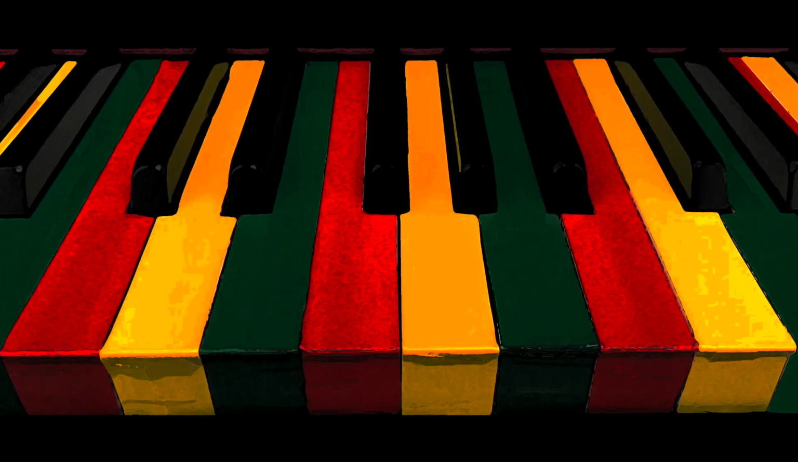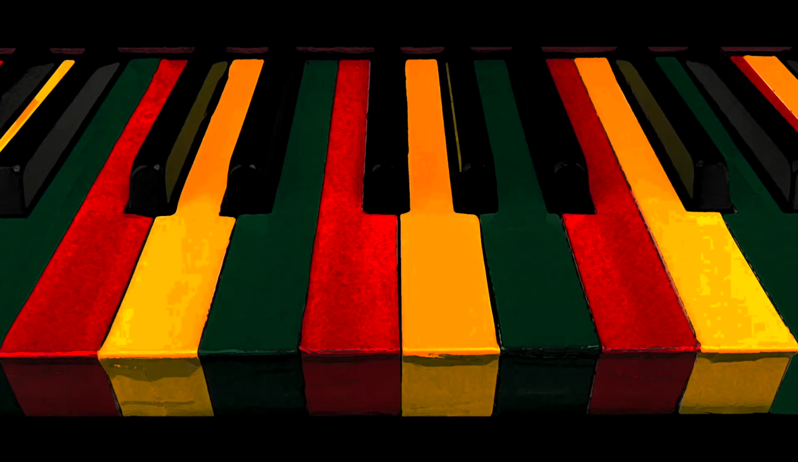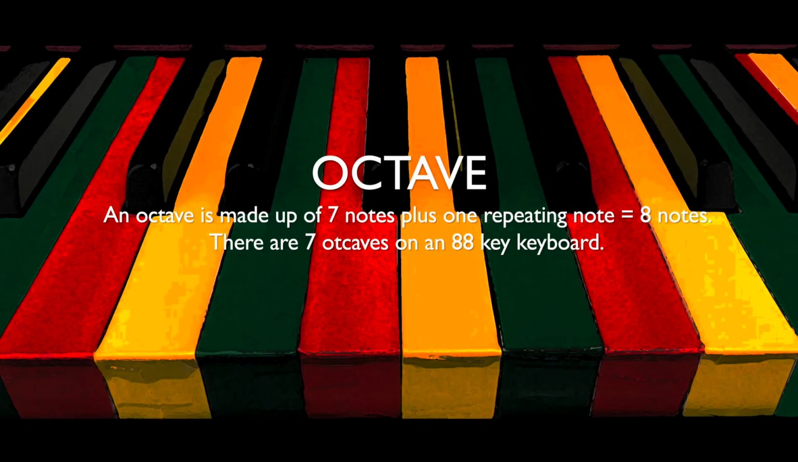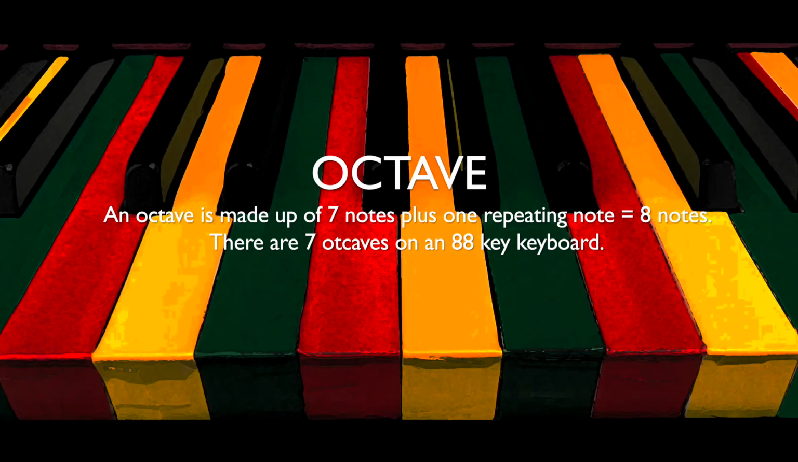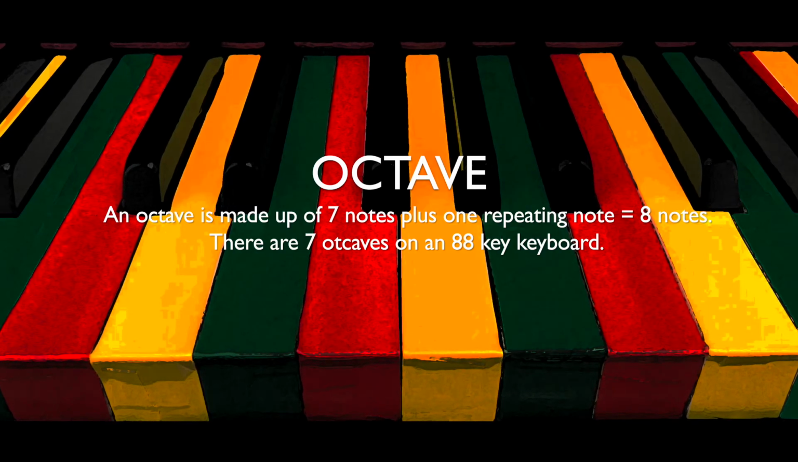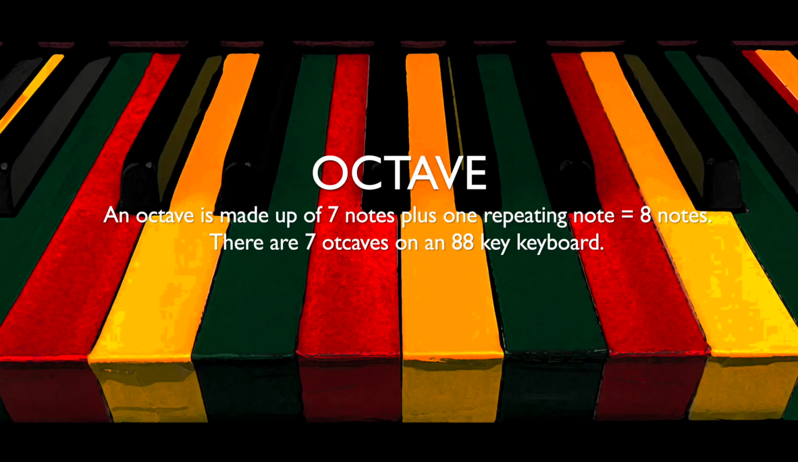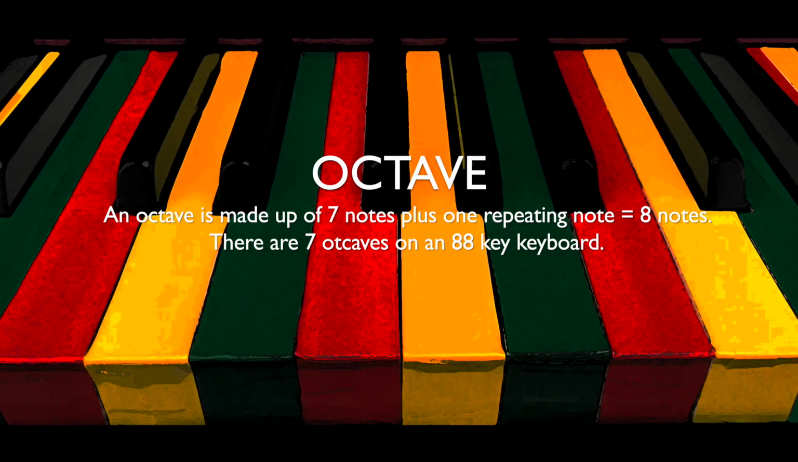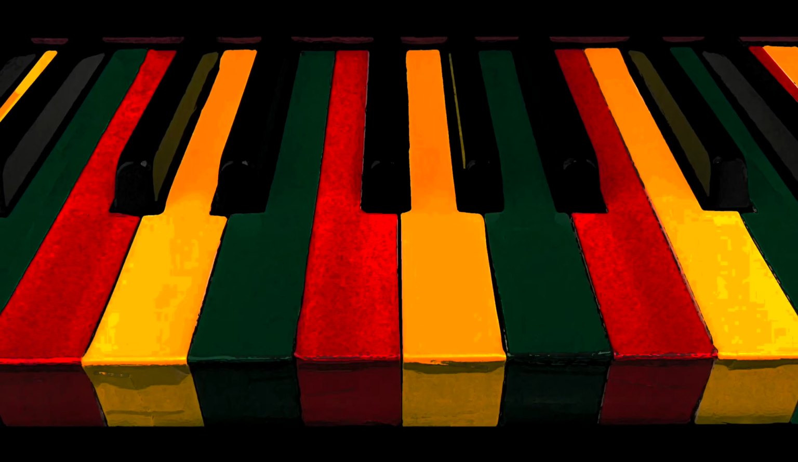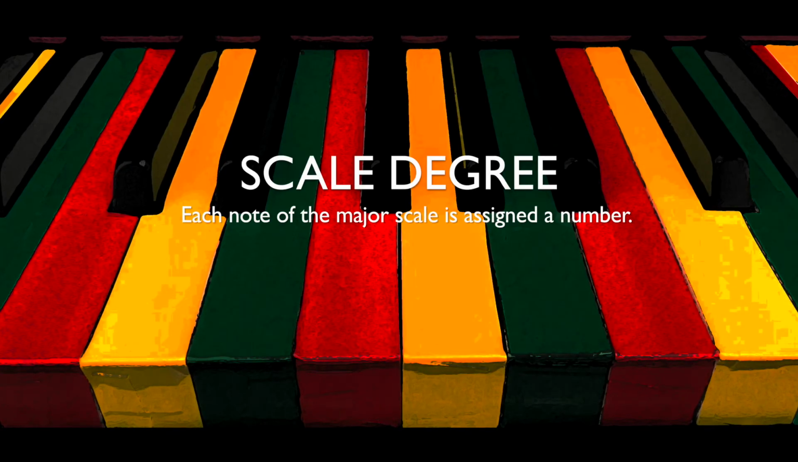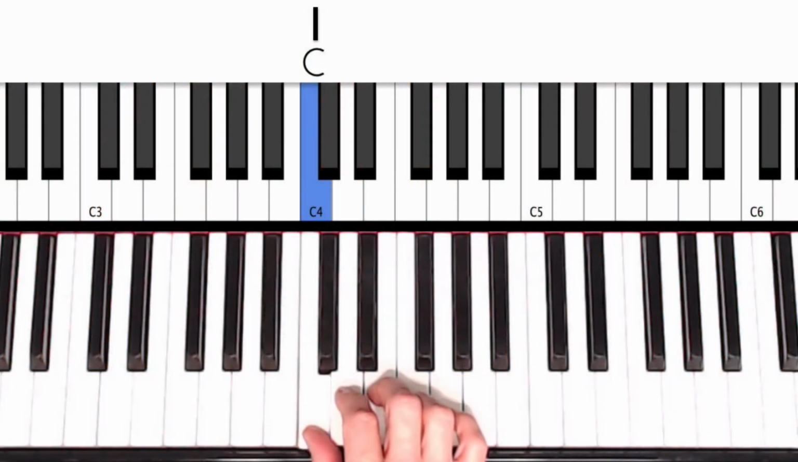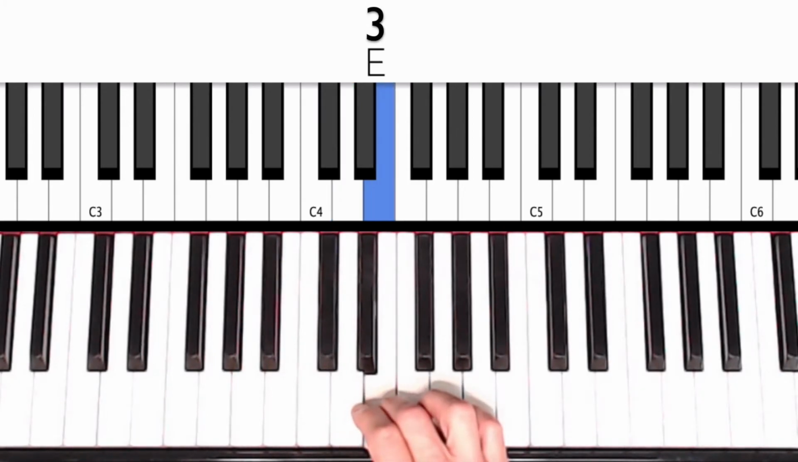Now I'm going to play all the white notes in between middle C or C4 and C5. You'll notice that there are 7 notes and then it repeats with an 8th note. That is why when you go from one C to the next one above it, it's called an octave. There are 8 notes total. Check it out. I'm going to assign a number to each one of the white notes. This is a major scale, and the numbers correspond to the scale degree.